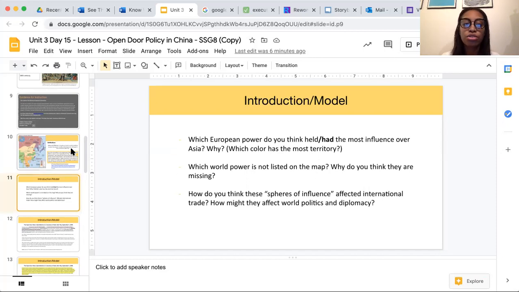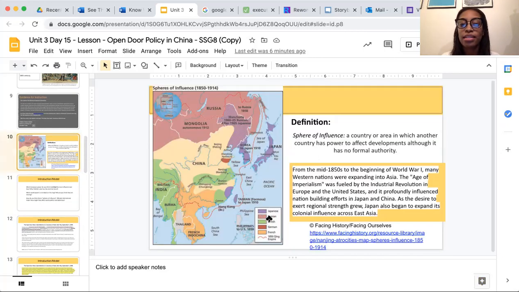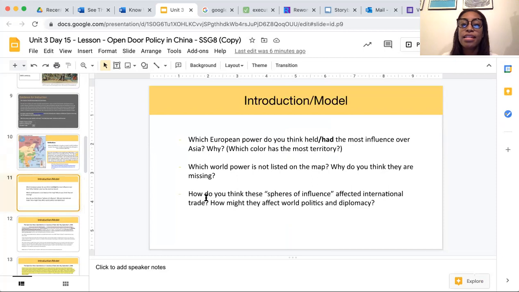You want the students to be able to recognize that the United States had nothing to do here, because that's really what we're trying to get at. We're trying to show the students that the United States did not have influence in China and that they're trying to get a piece of the action as well. And then last but not least, how do you think these spheres of influence affected international trade? And how might they affect world politics and diplomacy?